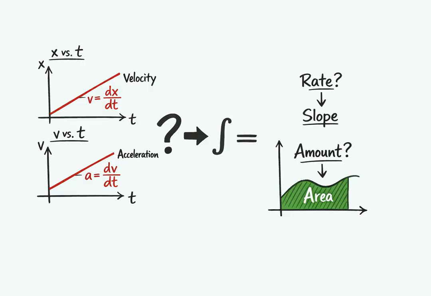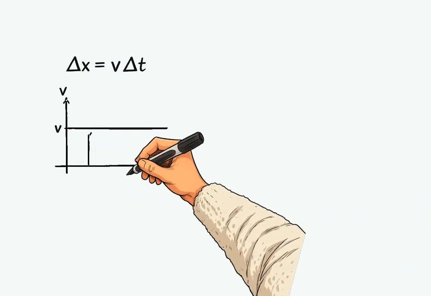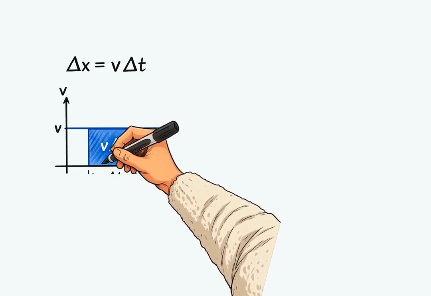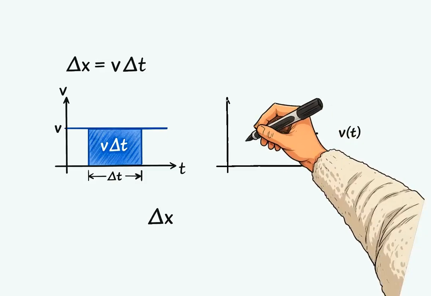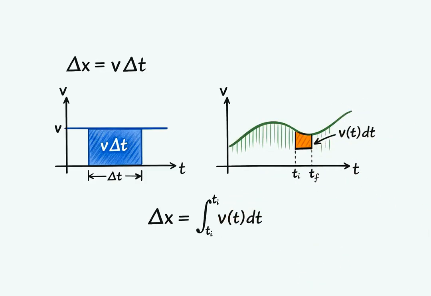Physics also asks the reverse. Given the rate of change, how much of the original quantity has accumulated? That reverse move is integration, and graphically it appears as area. Start with velocity. If the velocity is constant, displacement is delta x equals v times delta t. On a v versus t graph, constant velocity is a horizontal line, and v delta t is the area of a rectangle with height v and width delta t.